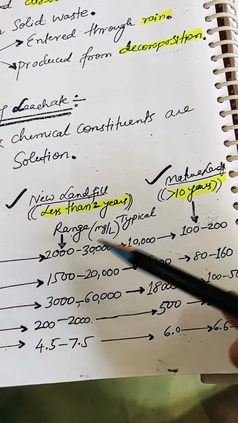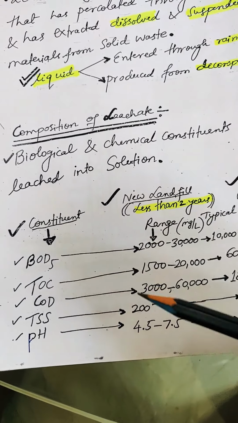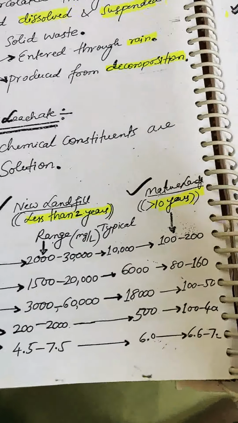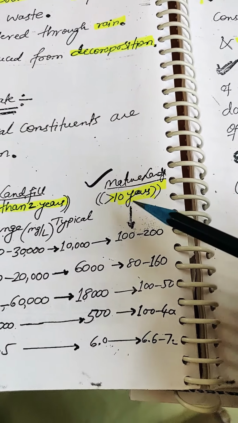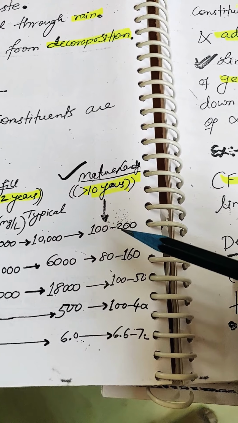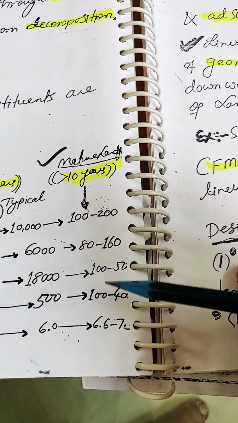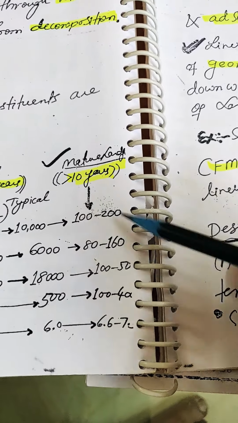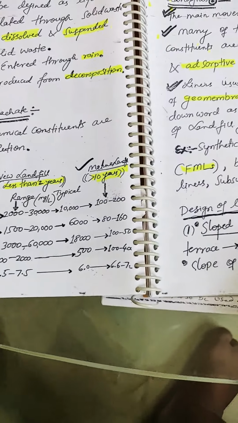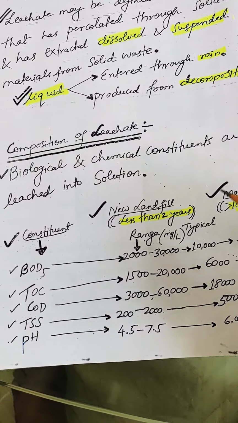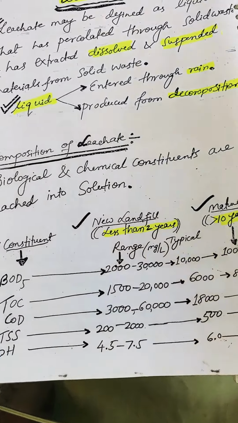So these are ranges. So we have to collect this black liquid and treat it. After 10 years, say a matured landfill, the liquid will have different properties. It is almost reduced, but when it is fresh, it is too much. BOD, COD will be there. We have to treat it.